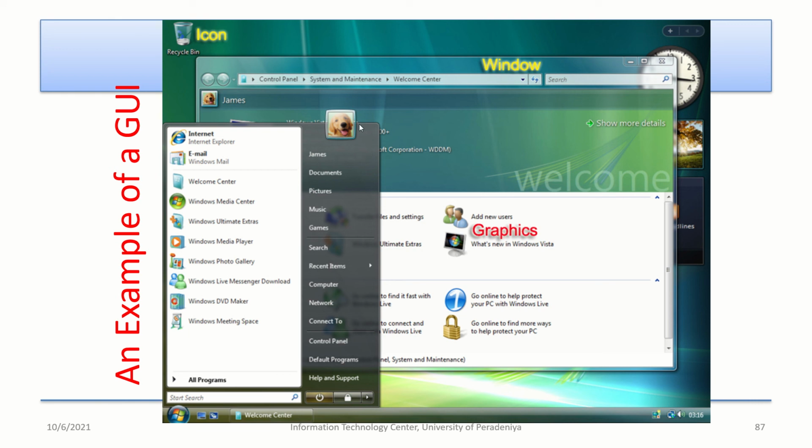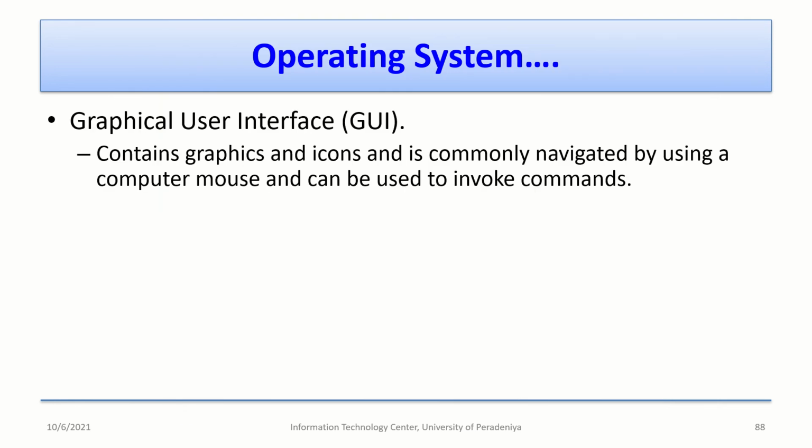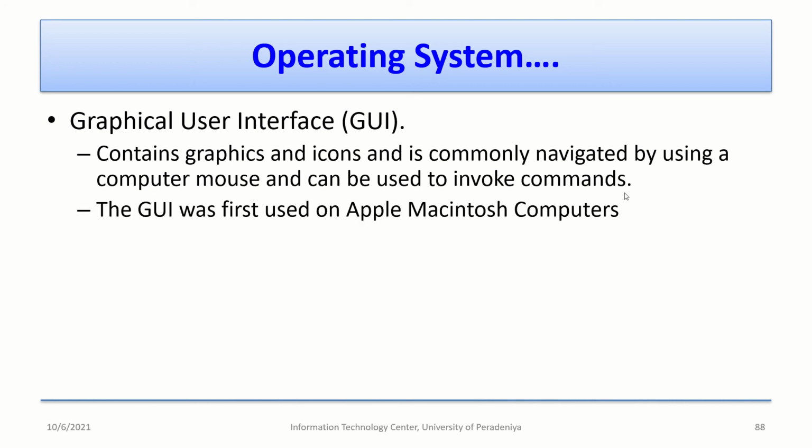Here this is Windows 7, right? So in here Windows 7 GUI, there are a lot of features. So we can use this graphical user interface to do the operations, right? Okay, and in graphical user interface mode, it contains graphics and icons, and it's commonly navigated by using a computer mouse and can be used to invoke commands, right?